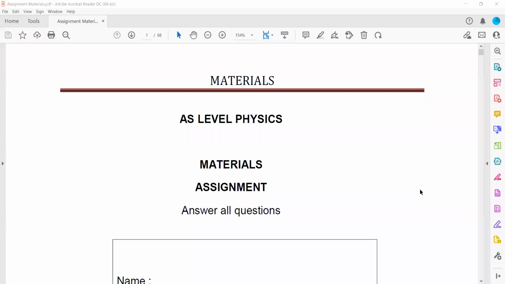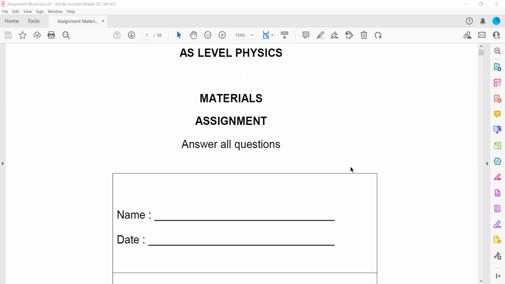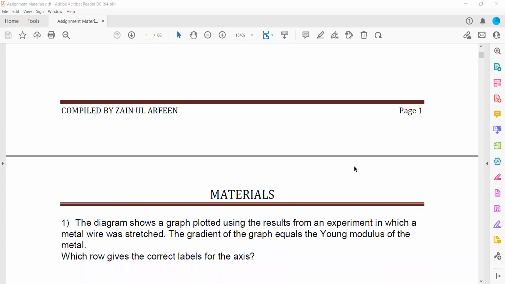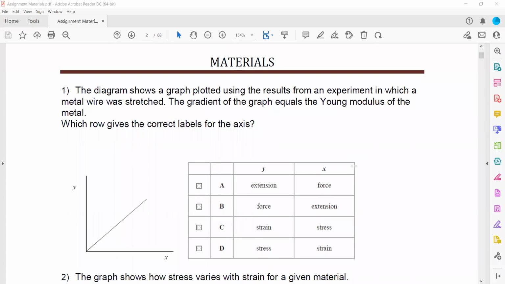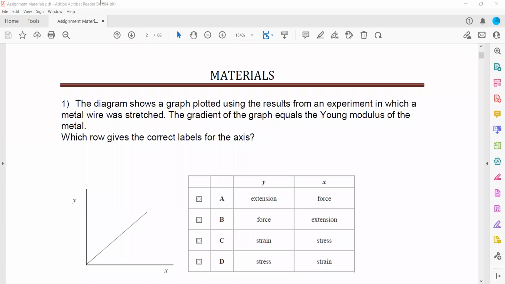So topic materials, which is also a very important topic. We will find many questions from this topic. So the first one is a multiple choice question.